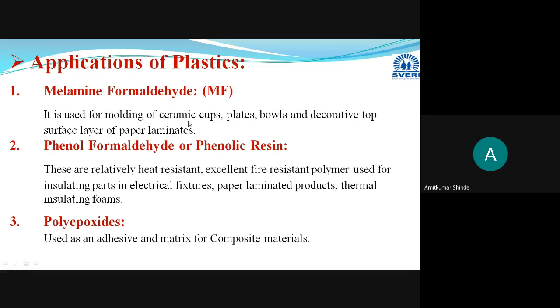I will repeat it again. It is used for manufacturing of moldings of ceramic cups, ceramic plates, ceramic bowls, then decorative top surface layers of the paper laminates. This is the first plastic material and its applications.